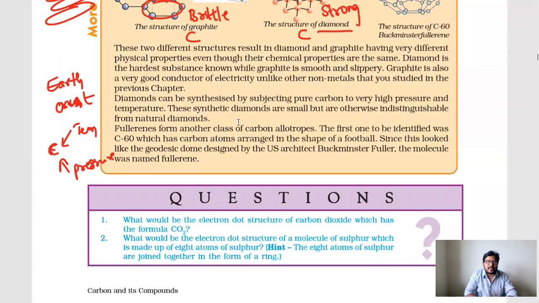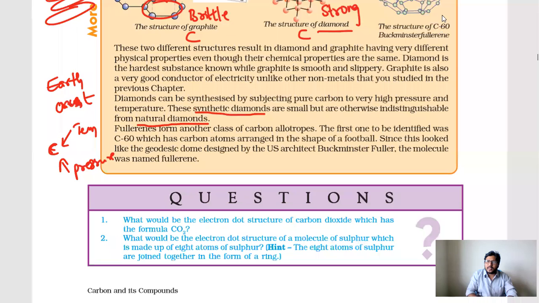The synthetic diamonds are small but otherwise indistinguishable from natural diamonds. Yes, we can produce synthetic diamonds also, which are small and weak. Yes, we can hit them with a hammer such that those synthetic diamonds will break. But while coming to natural diamond, if we hit it with a hammer also, it will stay so strong.